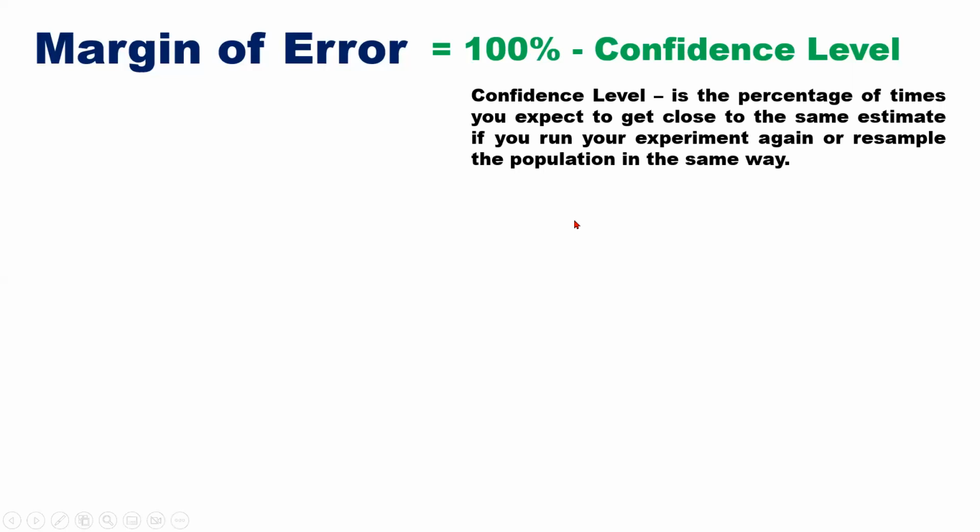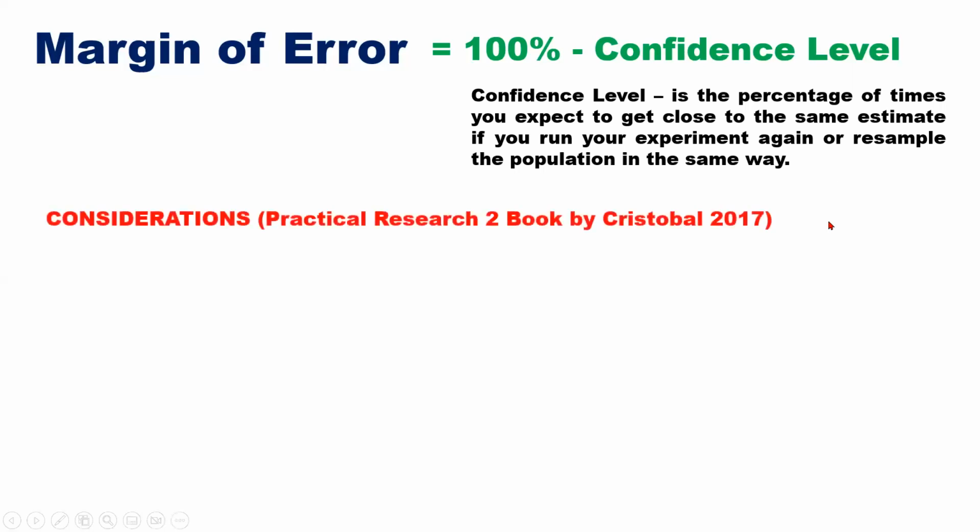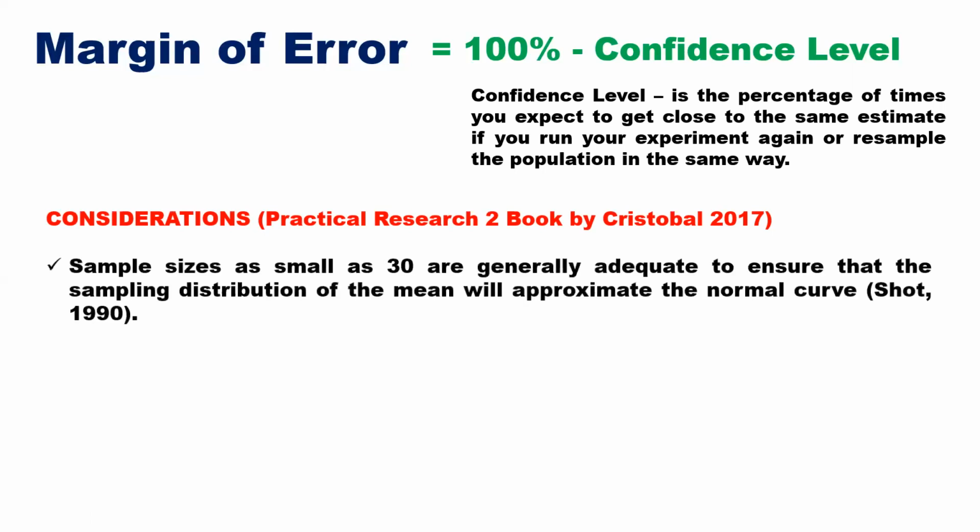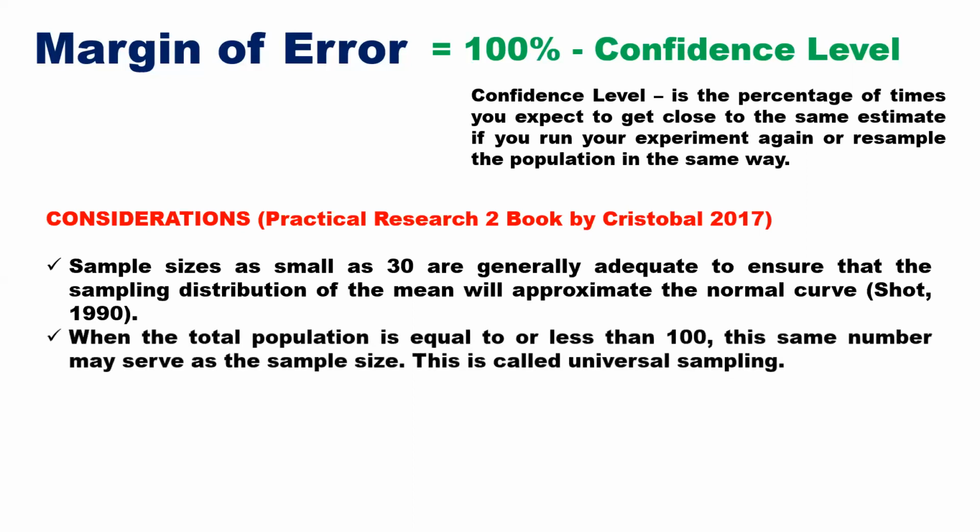Okay. So like I said in our face-to-face discussion, according to the practical research book of Cristobal in 2017, we have some considerations in our sample size. First, we can use as small as 30 as generally adequate to ensure that the sampling distribution of the mean will approximate the normal, according to Schott in 1990. Also, when the total population is equal to or less than 100, this same number may serve as the sample size. Then they call it a universal sampling.